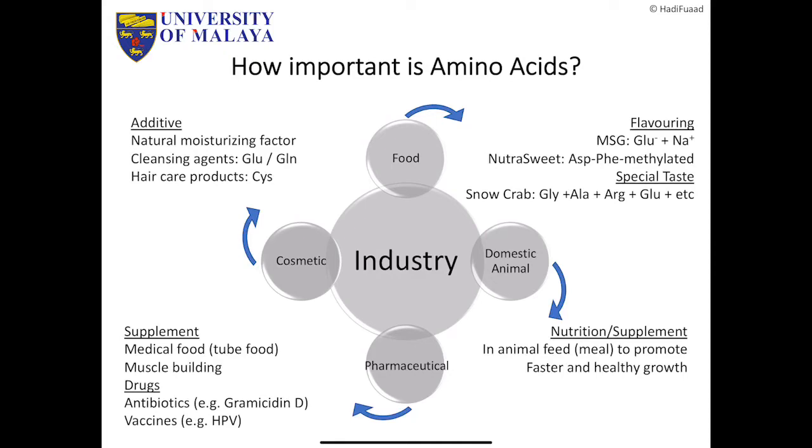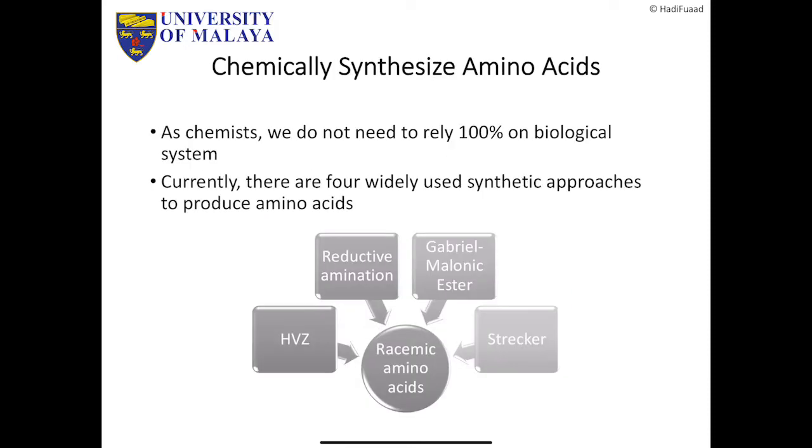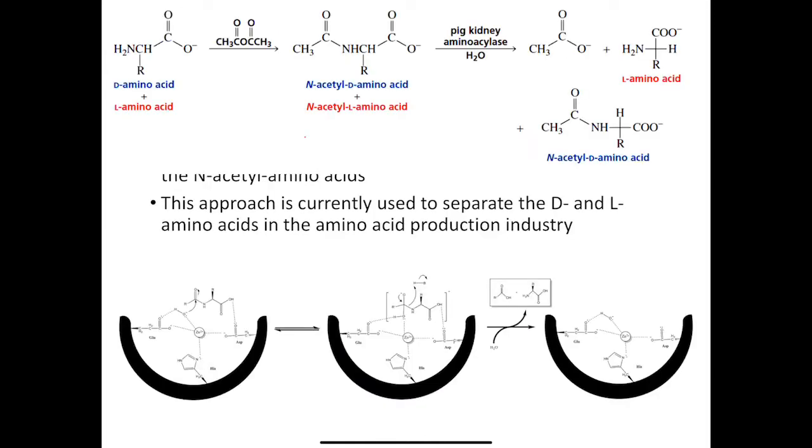Alright, so last 2 weeks we've looked at the importance of amino acids. Hopefully you still remember the importance in the food industry, animals, pharmaceutical and cosmetics. And we've also looked at the chemistries on how to synthesize amino acids, and the fact that when you synthesize using chemical procedures, you produce a racemic mixture of L and D amino acids, where you can use a resolution technique to separate the L and D amino acids using a biochemical reaction.